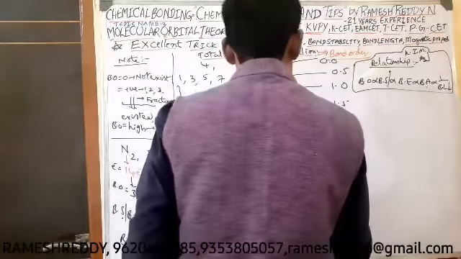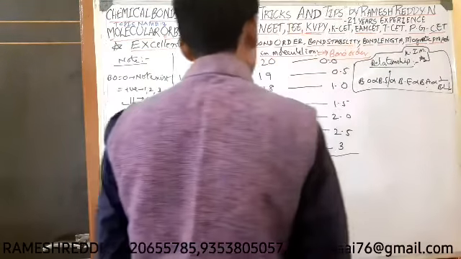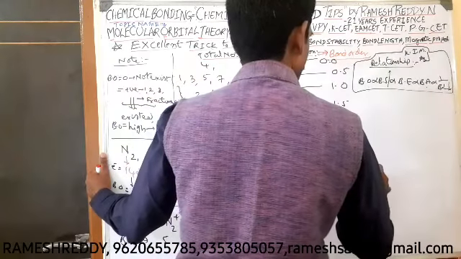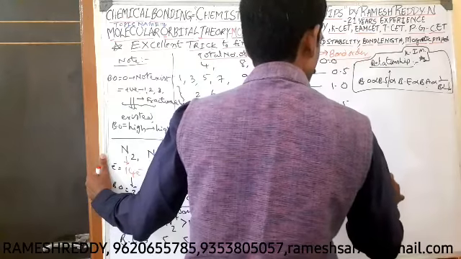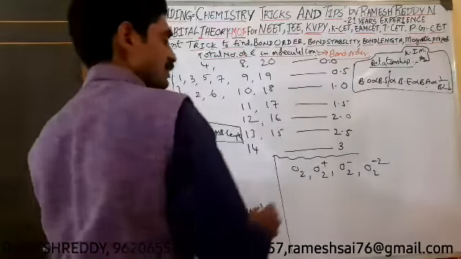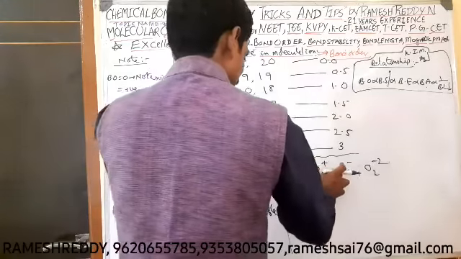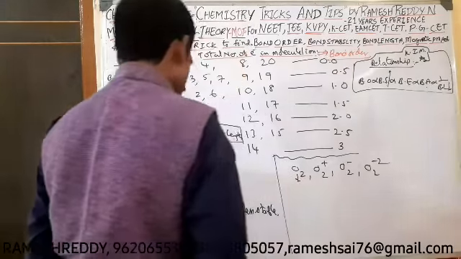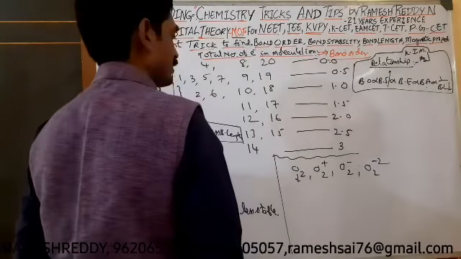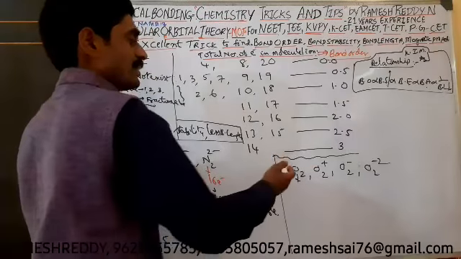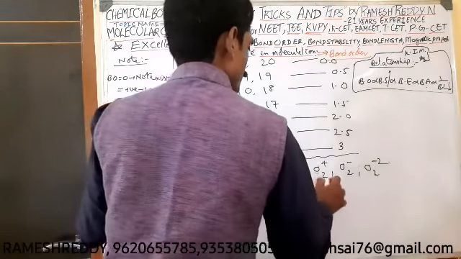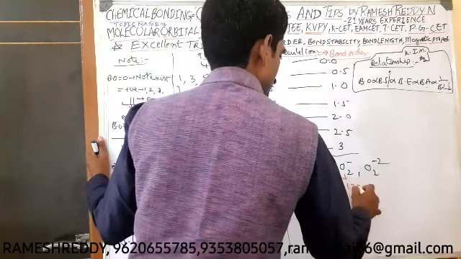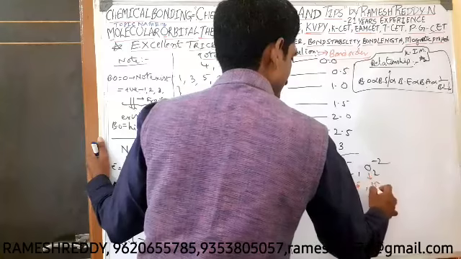One more molecule. Generally they frame questions from this one also: O2 plus, O2, O2 minus and O2 2 minus. Right. Oxygen cation, and a superoxide and a peroxide. You have to first find the number of electrons. In oxygen, how many electrons are there? One oxygen is 8, so two oxygen atoms have 16 electrons. O2 plus has 15 electrons, O2 minus 17 electrons, O2 2 minus 18 electrons.